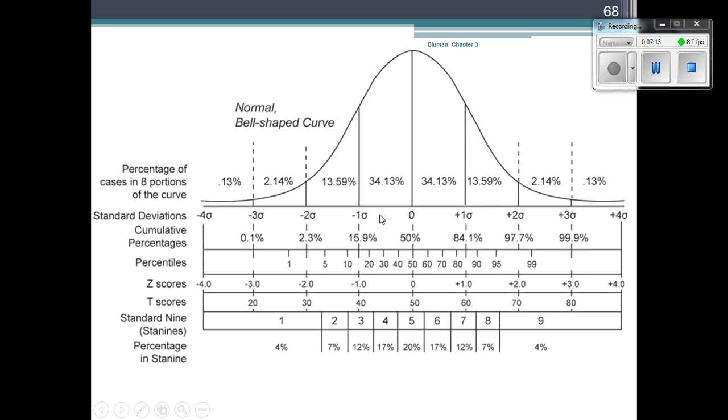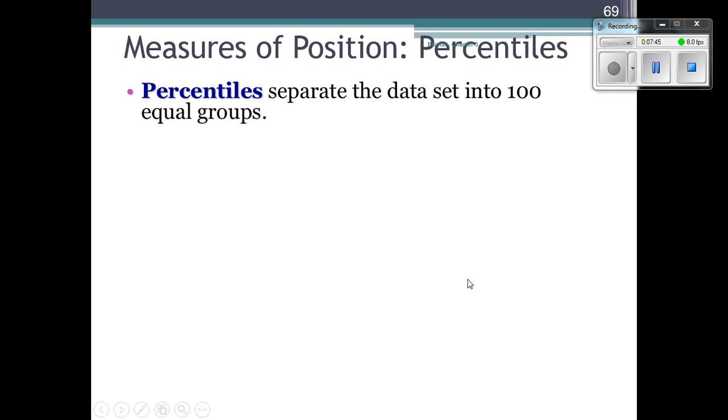So this is showing standard deviations, either below or above. The cumulative percentages, if you start at 0 over here and add them up, we don't really use too much. Percentiles, we will a little bit more. Z-scores go along with standard deviations. T-scores, standard nines, and percentages in the standard nines, we don't really worry about too much. Okay. Percentiles.